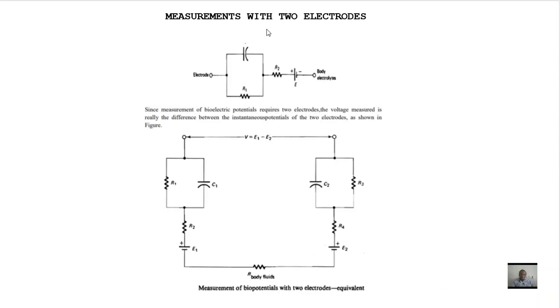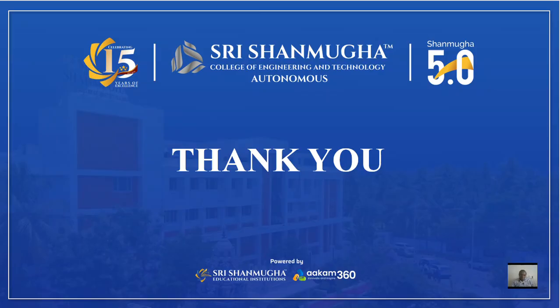Next, measurement with two electrodes. We have already seen this in the last class. One electrode acts as the reference electrode, and the other acts as the active electrode. This is immersed in the electrolyte. The potential developed between the two electrodes is called the offset potential. This we have already explained. Up to this point we have explained the needle electrode and the microelectrode.